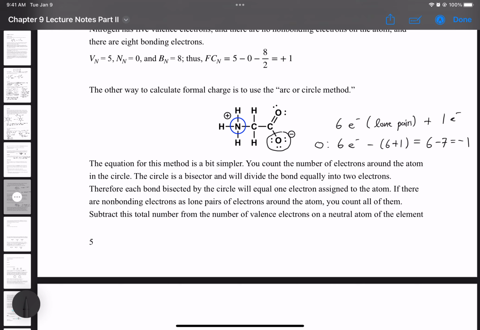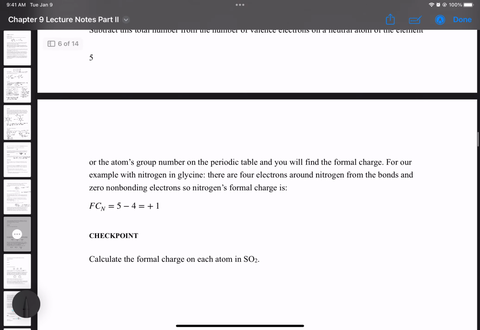So that's how you do it. But you can also do it the other way: 6 minus 6 electrons from lone pairs or non-bonding electrons, and then minus 1 for the 1 bond around oxygen. So that's still -1.